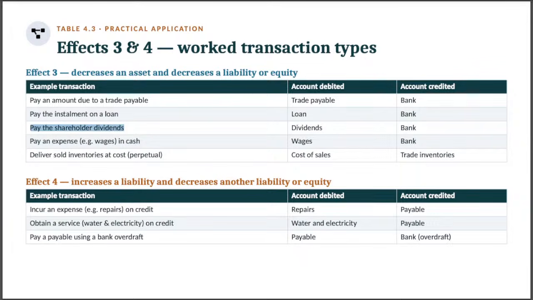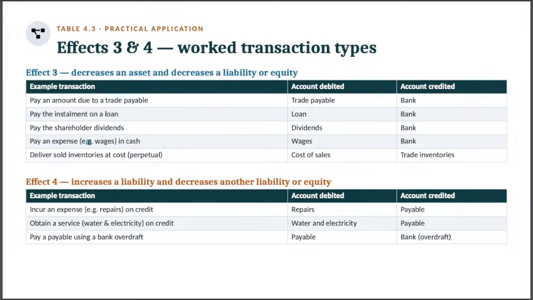Pay the shareholder dividends. We have the dividends account. Again, this is to pay that. The amount credited is the bank. It came out of the bank into the dividends account here. This is the amount debited. Dividends are increased on the debit.